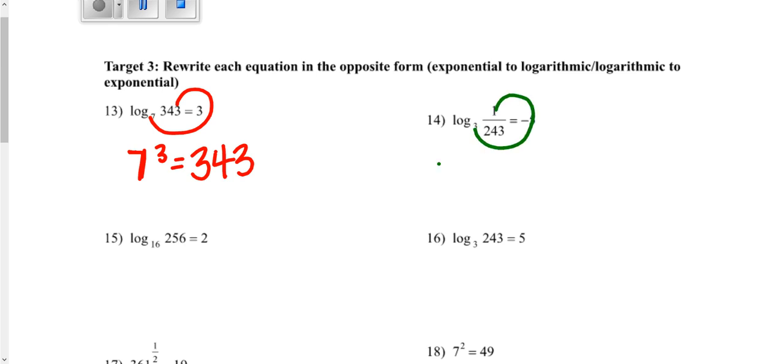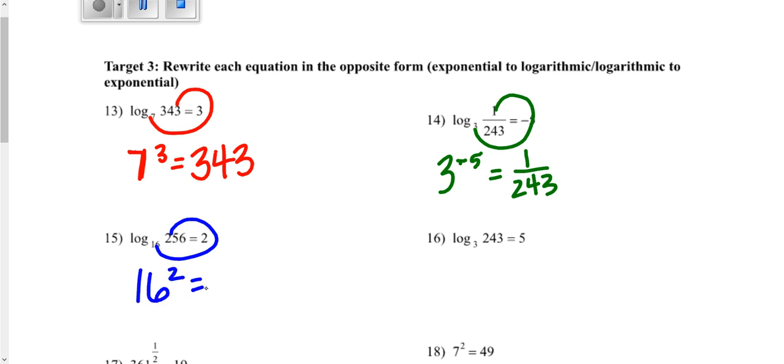So loop and scoop, we have 3 to the negative 5th equals 1 over 243. It's always that pattern. You always write your answer in that order. So 16, then a 2 squared equals 256. And I'm always checking to make sure that what I'm writing is a true statement. 3 to the 5th power is 243.